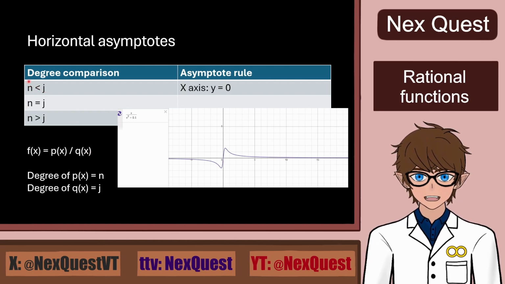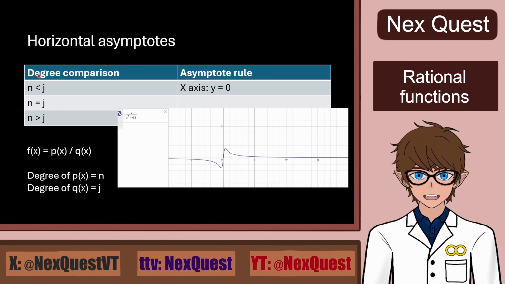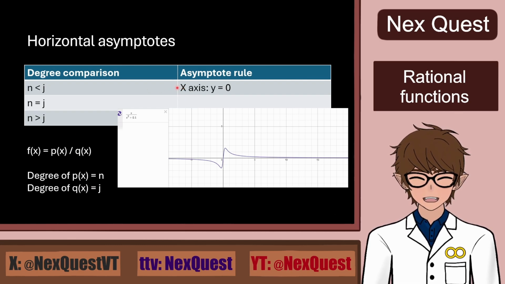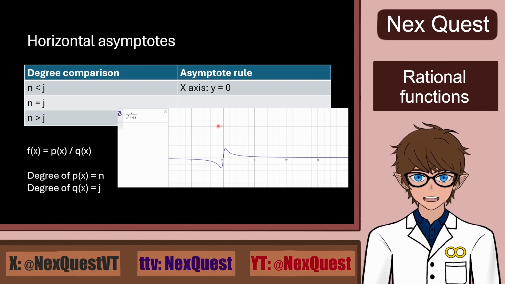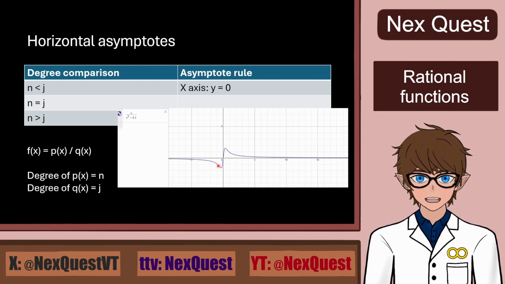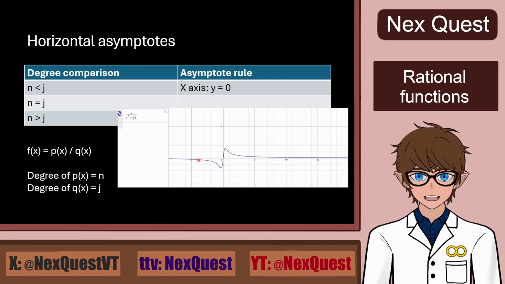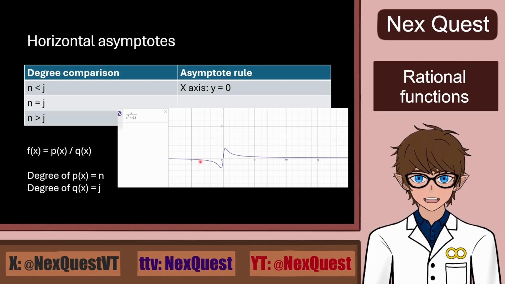The first comparison is when n, the degree of p of x, has a lower value than j, which is the degree of q of x. In this example, the asymptote is the x-axis, so y equals 0. The graph does cross it sometimes, but the asymptote is defined when x approaches infinity. So until then, it can cross it, just like converging alternating series and sequences that went above and under a certain value, but did approach it.